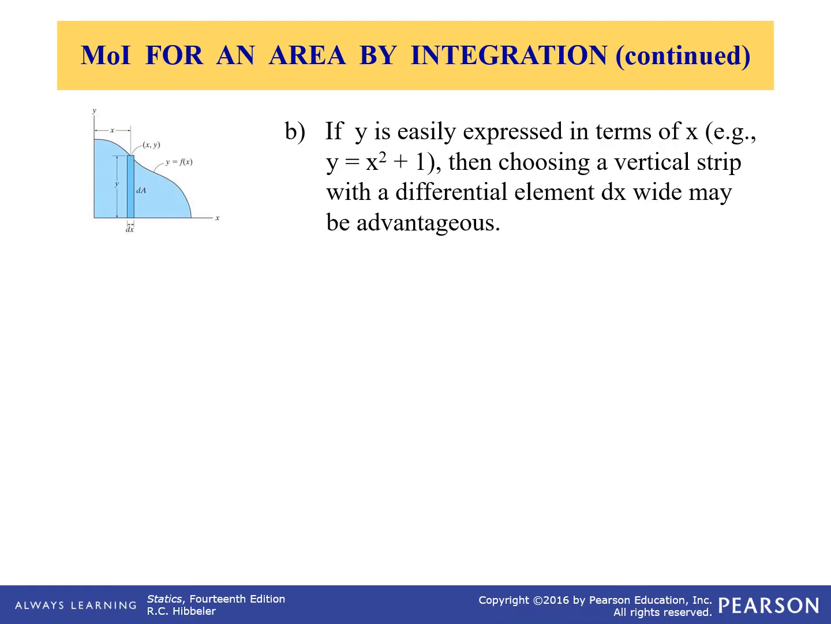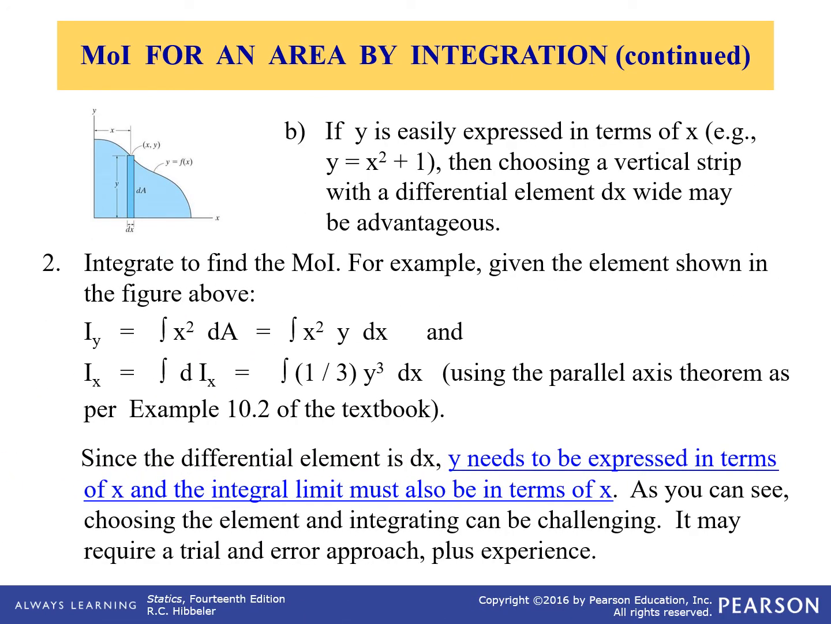And again, very similar to the centroids. So second step, of course, is to find your mass moment of inertia. For the y-axis, it's going to be x squared times dA, and for the x-axis, it's going to be d times dIx, for this figure up here that we were doing this example for, because of the direction that we picked the strip in.